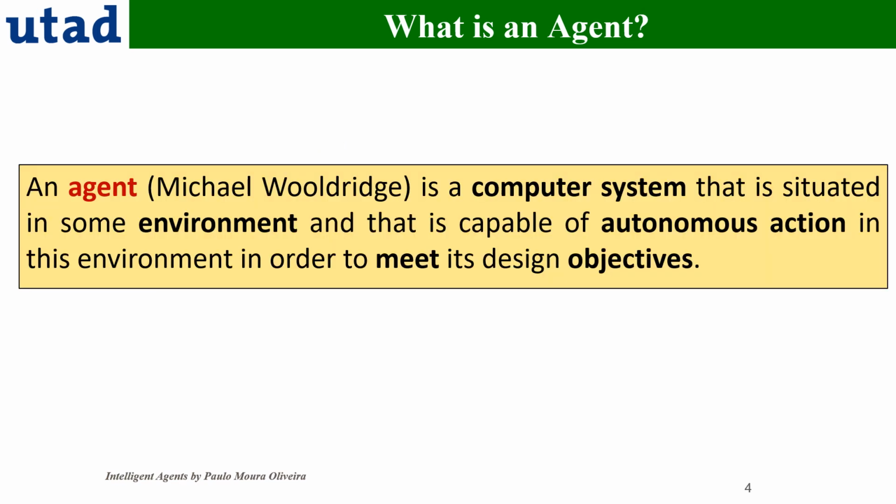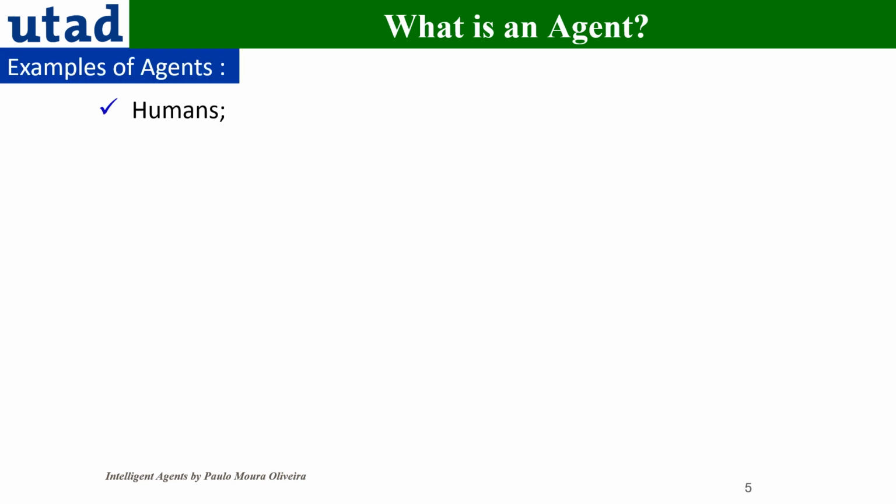Another definition, according to Michael Wooldridge: an agent is a computer system that is situated in some environment and that is capable of autonomous action in this environment in order to meet its design objectives. Okay, this is another definition.